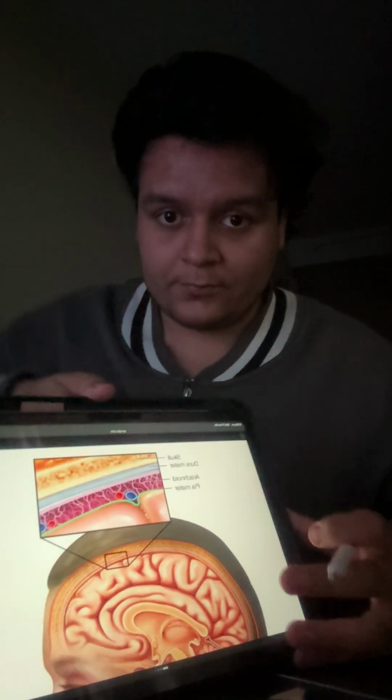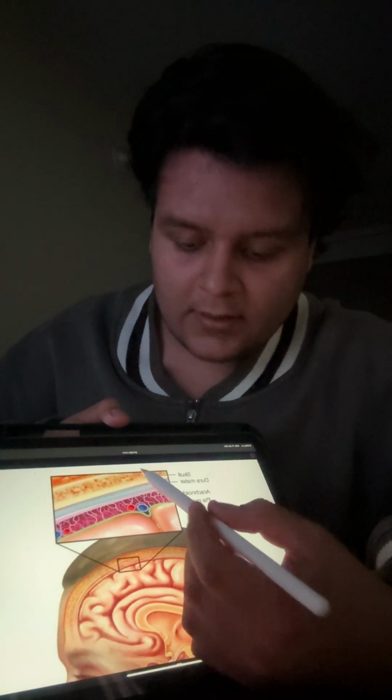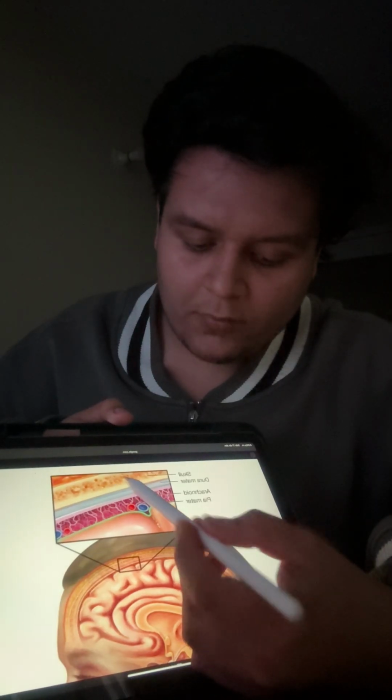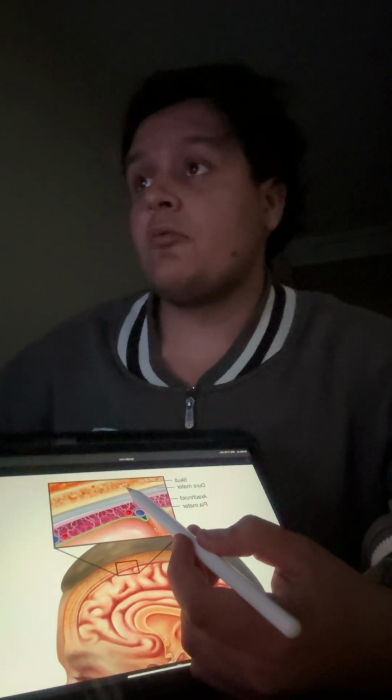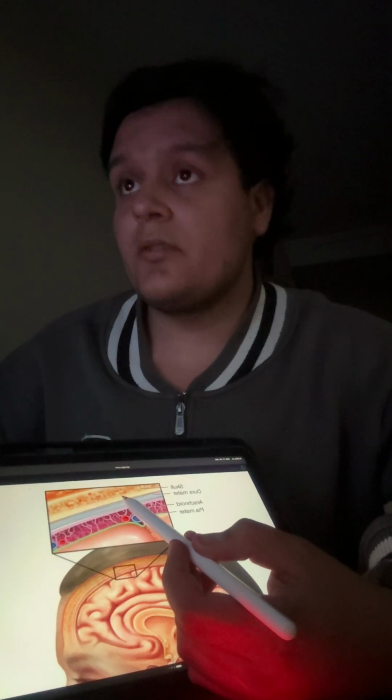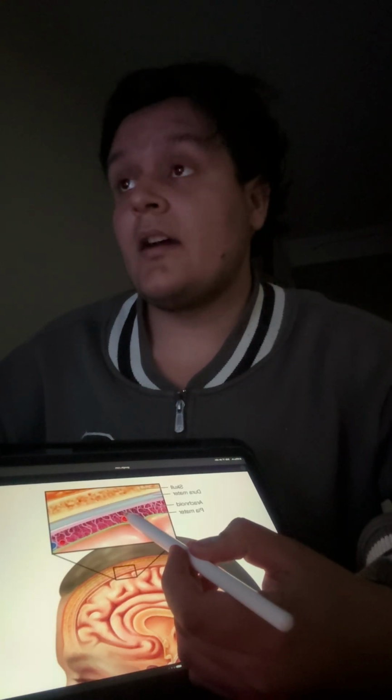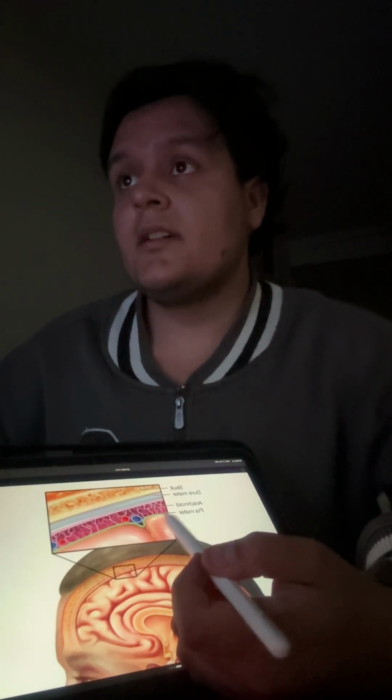Let's take a look. It corresponds to the skull. We are going to start with the dura mater. This is the arachnoid and this is the pia mater. These three layers provide a vital protective barrier.